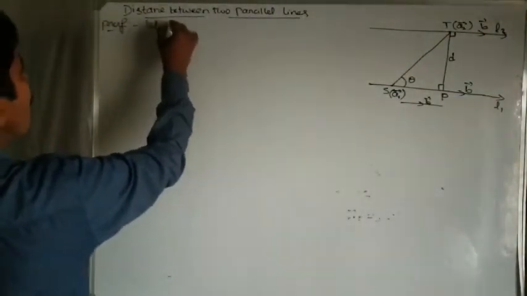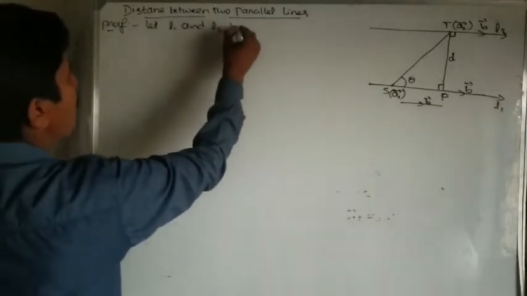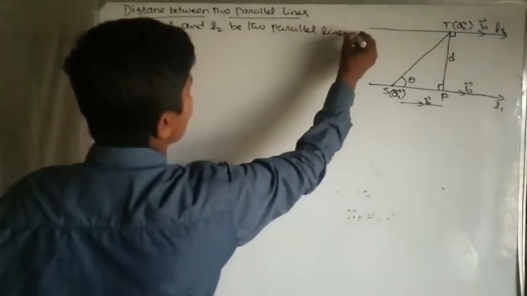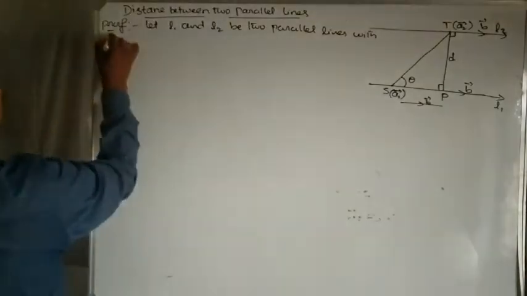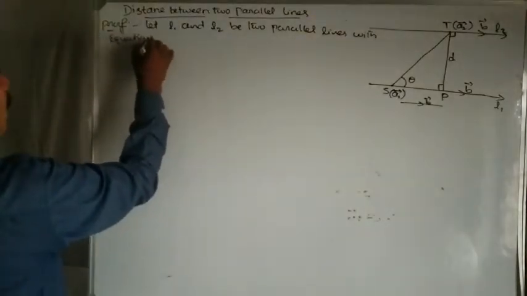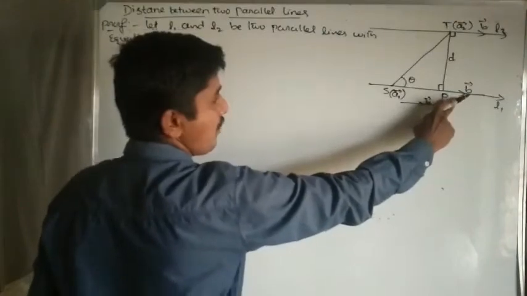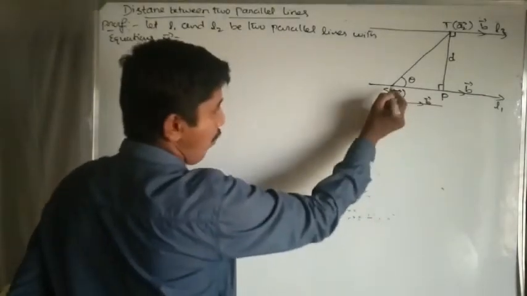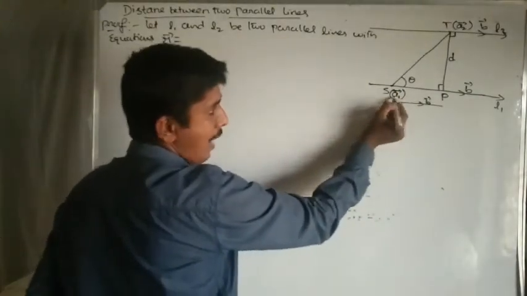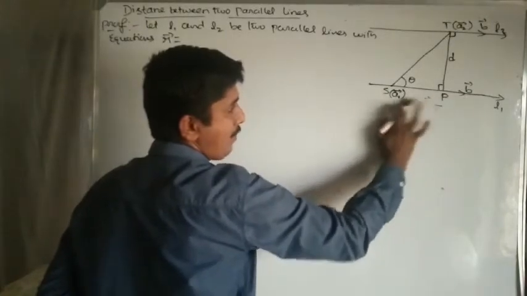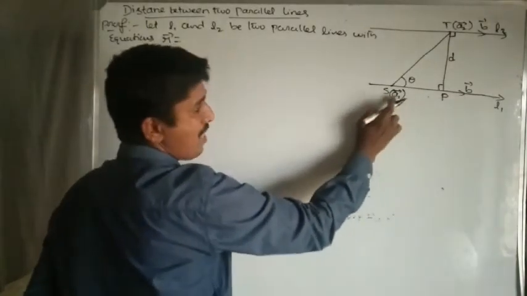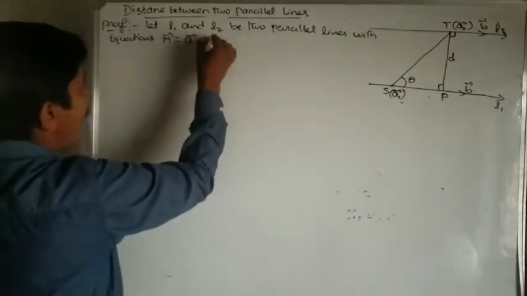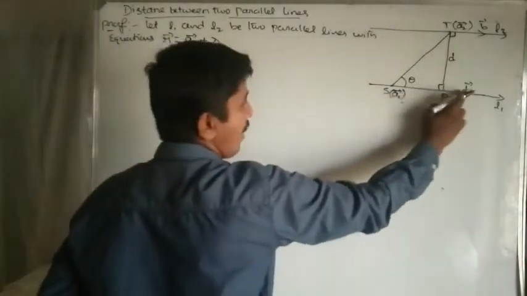Let L1 and L2 be two parallel lines with equations. First I am going to write the equation of the first line. Vector R equals the line passing through the point S whose position vector is A1, plus lambda times the vector it is parallel to. This line is parallel to vector B.